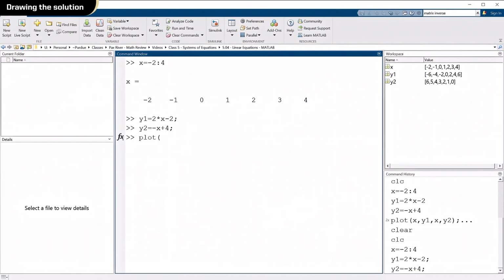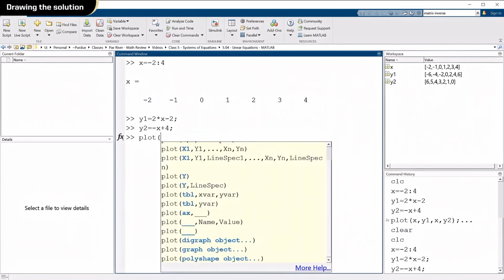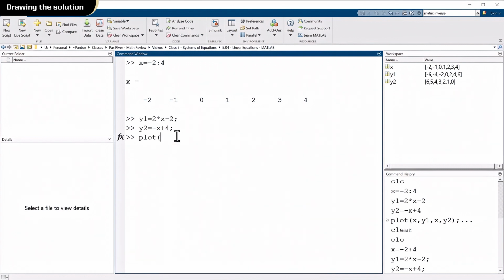So plot. Now the nice part about plot is you can actually plot more than one curve or more than one equation in the same command. You can see it just popped up here. See where it says x1, y1 all the way up to xn, yn? I can just stack as many of those as I want in here. So I'm going to say x, comma y1, comma x, comma y2.